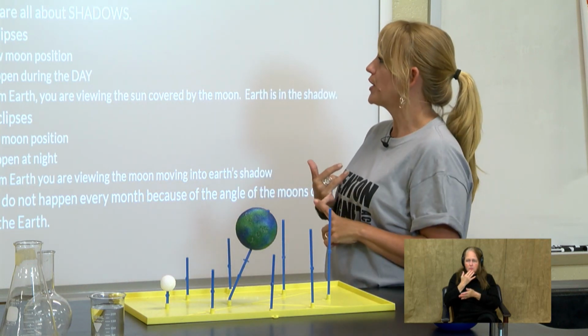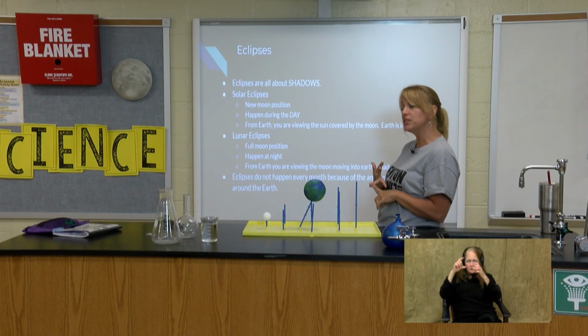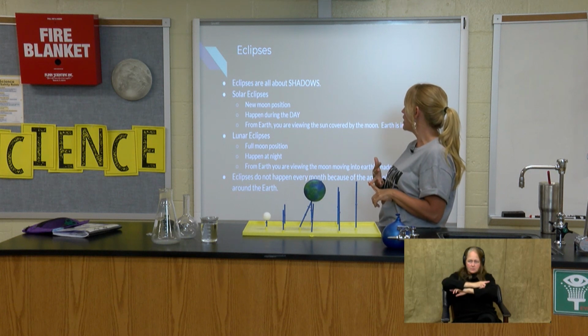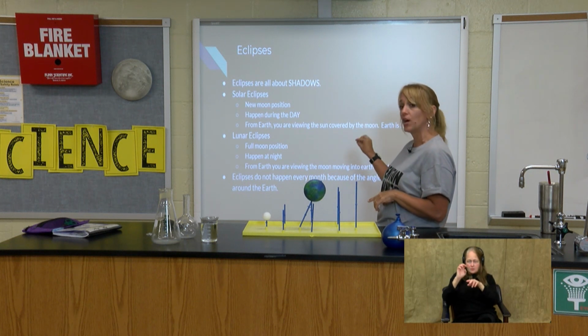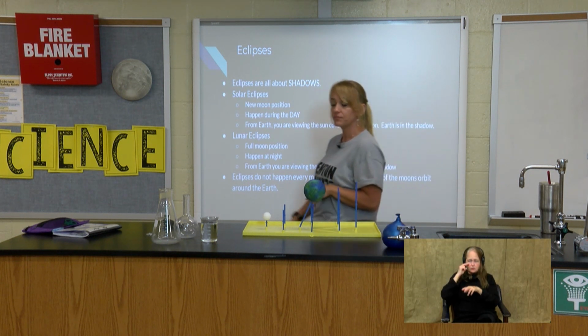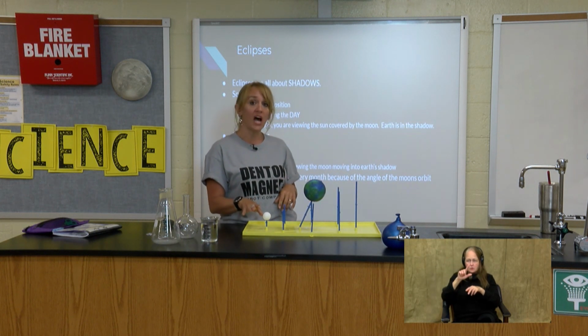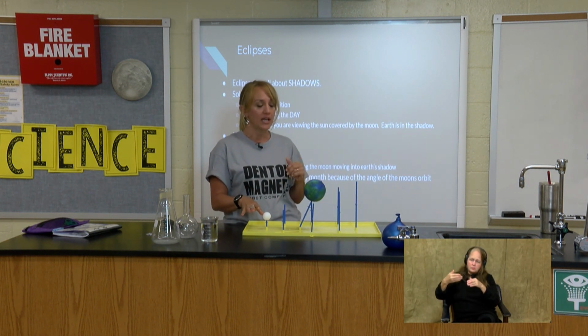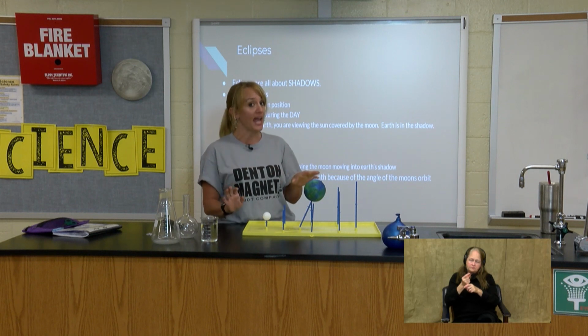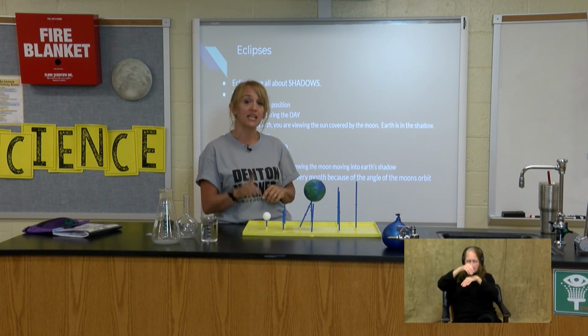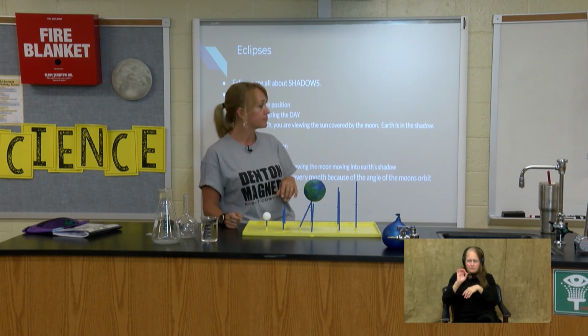So, solar eclipses, new moon position, happen during the day, and you're viewing the eclipse from Earth, you're looking at the sun. Lunar eclipses are more common. There are a few every year, and you're viewing the moon. They happen at night, and it happens in full moon position.